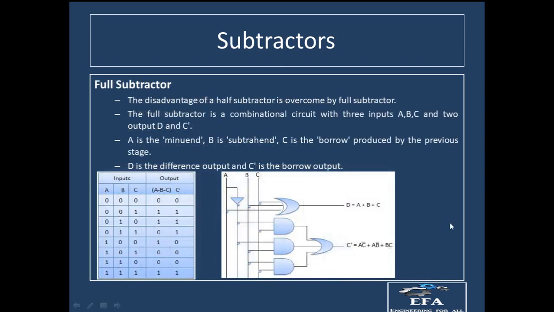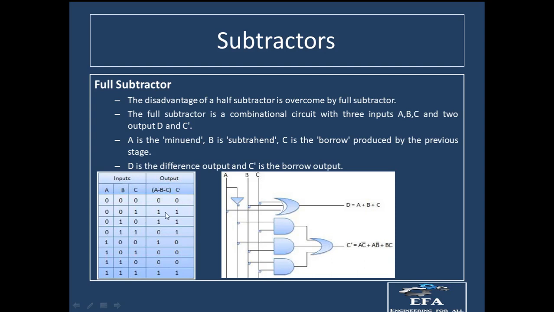Now in this case we have to subtract three bits. The third bit is actually the borrow. So A is the minuend, B is the subtrahend and C is the borrow. So in this case you can see we have A, B and C as the inputs. Again we have two outputs. This one is the difference, and this is the final borrow. Here B should be there, which will indicate the borrow.